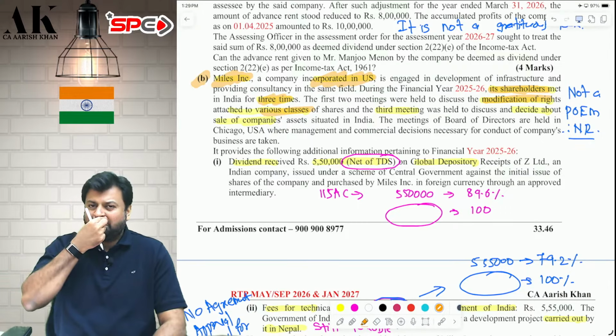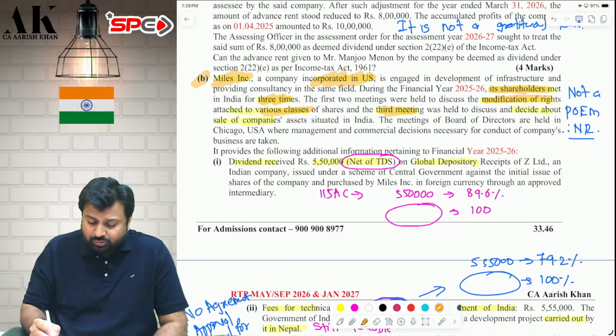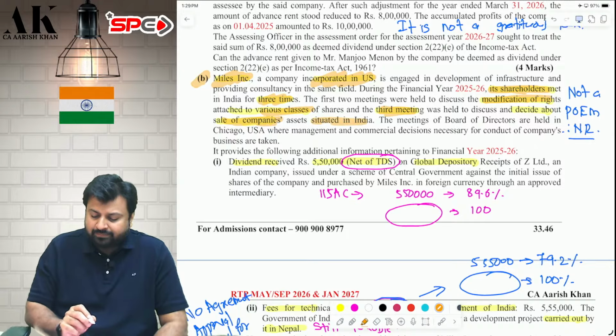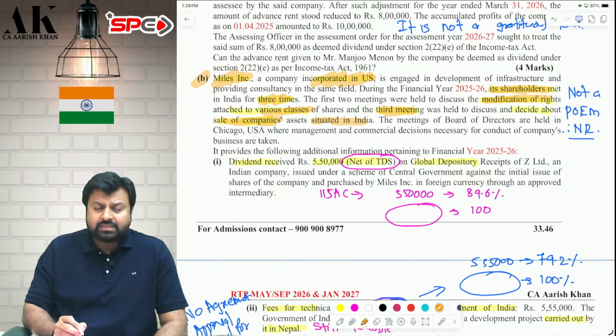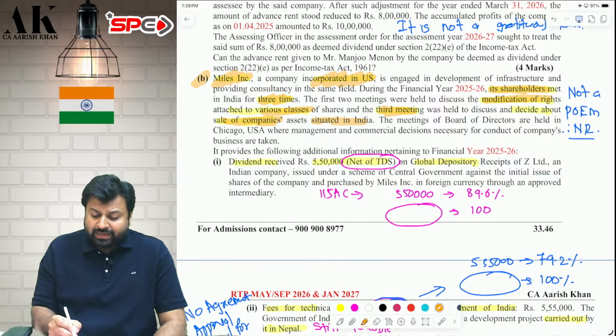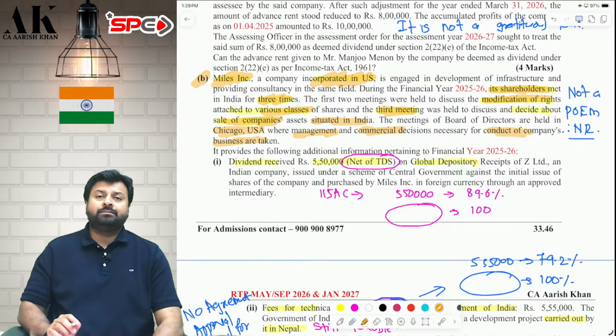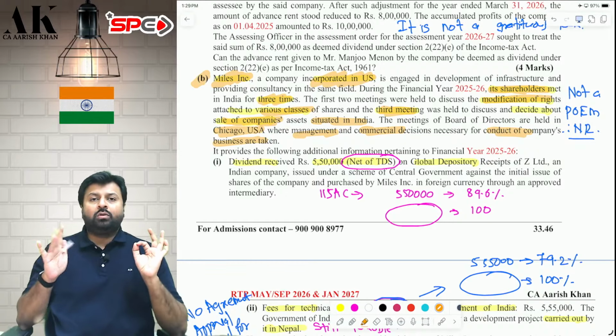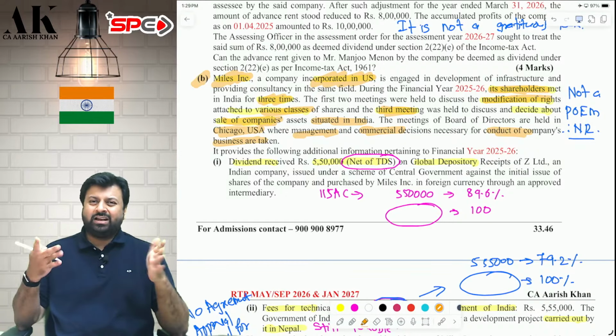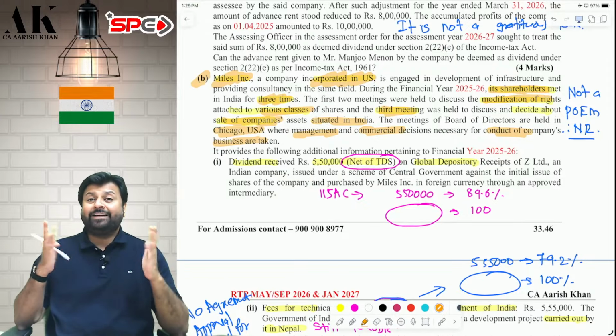To change that, they have come to India, and one time they have come to India to sell some assets of the company. Majority of the board meetings, majority of the commercial and management decisions of the company are done in Chicago, USA only. Therefore, they are coming to India only for 2 small things. One is for sale of some assets of the company. One is to change the classes of the shares of the company. They are not coming to India for making management and commercial decisions.